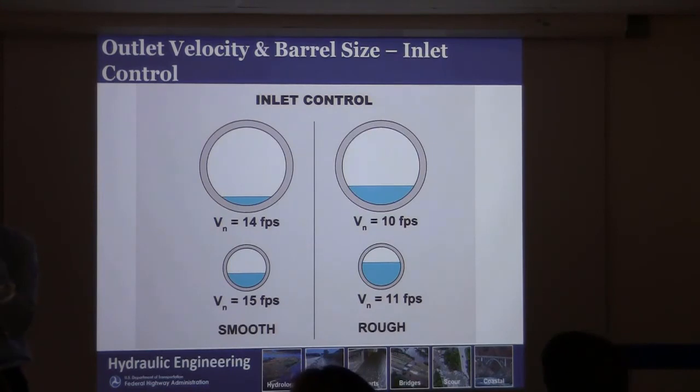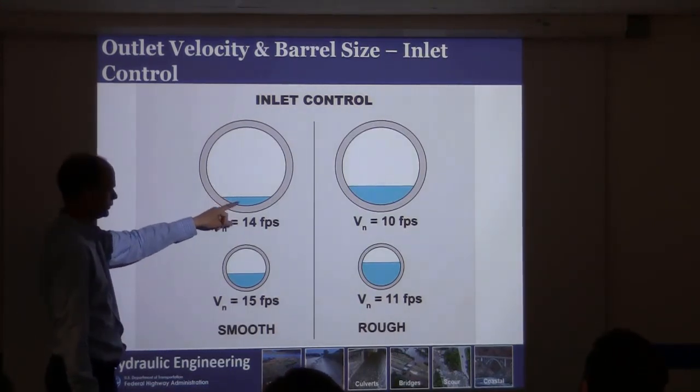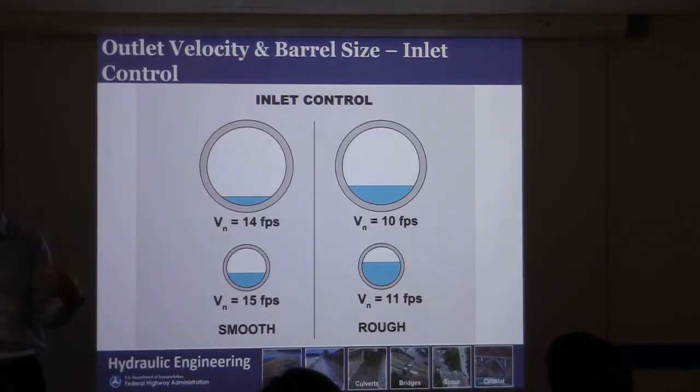Why is that? Well, we've just redistributed the flow area a little bit, right? We've redistributed it from this to that, but we still have pretty much the same flow area at the outlet. And therefore, if our flow area is about the same, our velocity is going to be about the same.